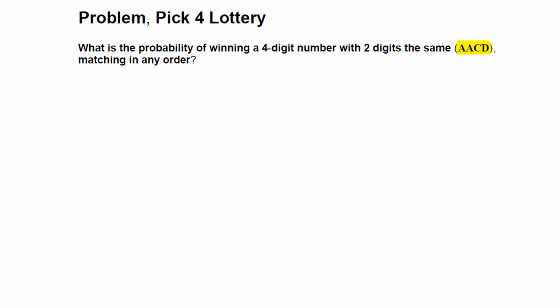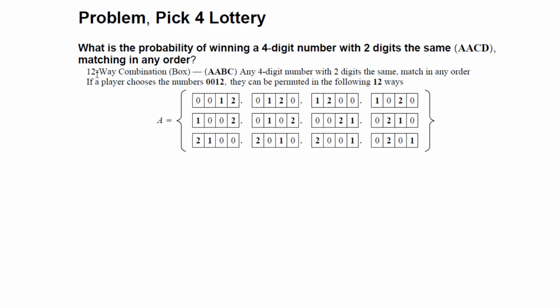Another question: what is the probability of winning a 4-digit number with 2 digits the same? So we have a ticket such as AACD, which means it could be like 7734 or 5567, whatever. For such a case, they call it a 12-way box. I do not call it a 12-way combination because this is a 12-way permutation, but they sometimes use it in general terms as a 12-way combination.